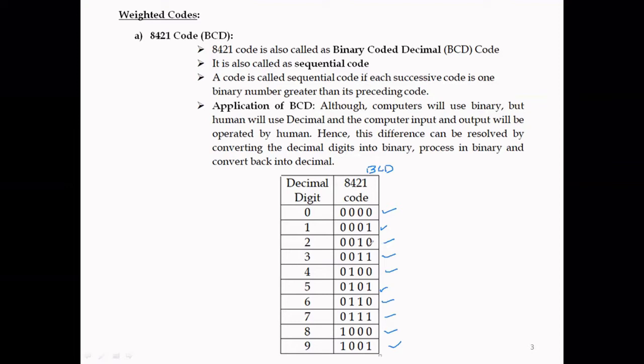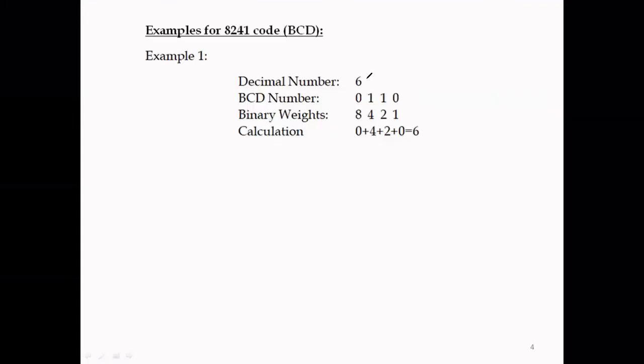So let us see in some examples what weighted code means. Let us say you take decimal number 6. What is the BCD number? 0110. How is it converted? These are the binary weights 2 power 0, 2 power 1, 2 power 2, 2 power 3. So here 0 into 8, 1 into 4, 1 into 2, and 0 into 1. So 4 plus 2, that is 6.